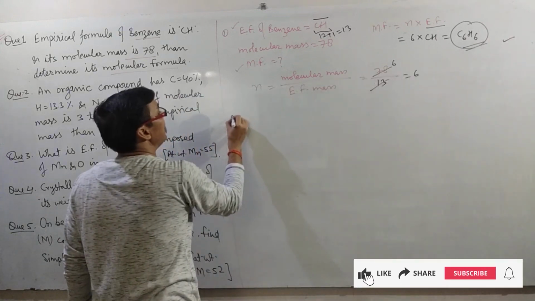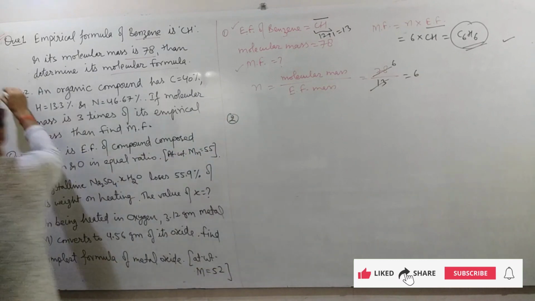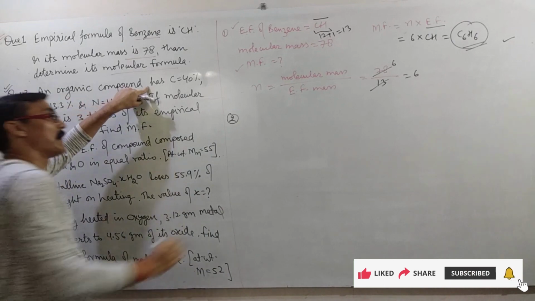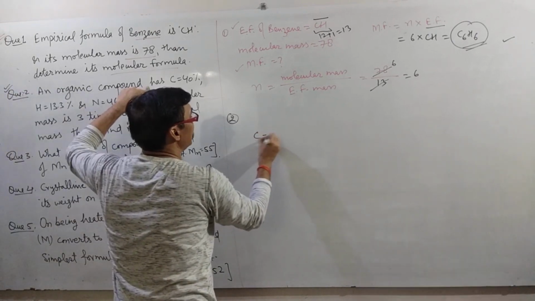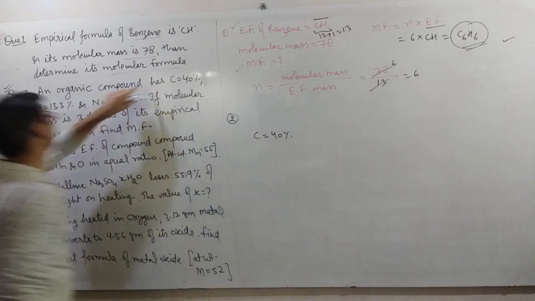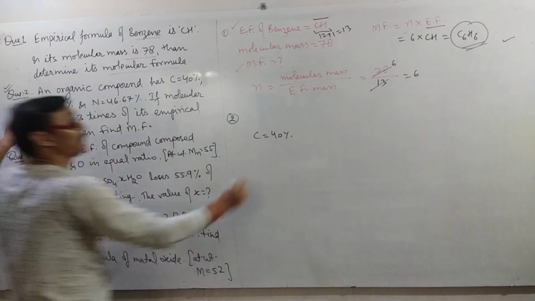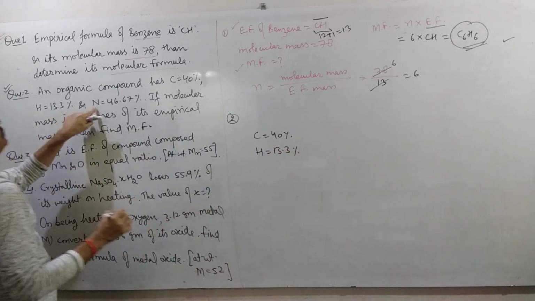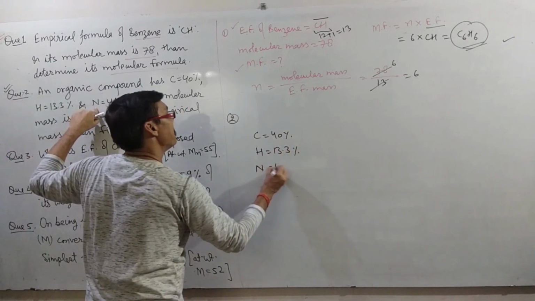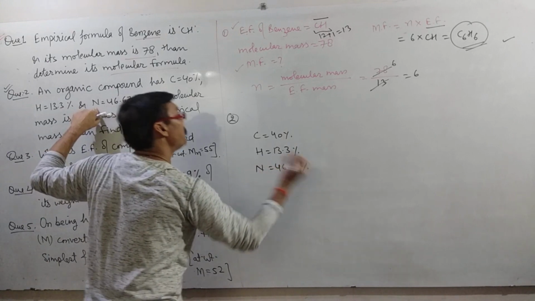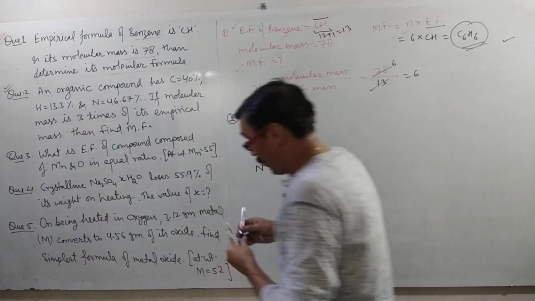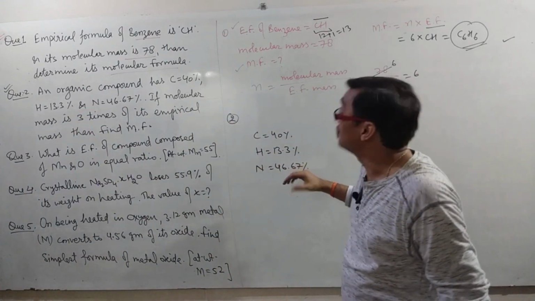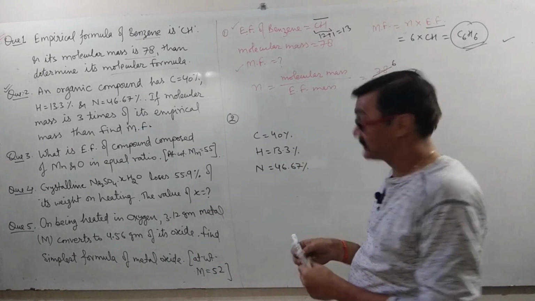Again, in question number 2, an organic compound has 40% carbon, hydrogen 13.3%, and nitrogen 46.67%. We all know very well that the percentage composition is the mass percent of the elements.